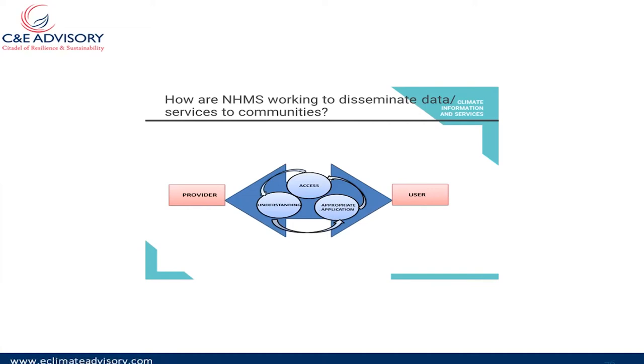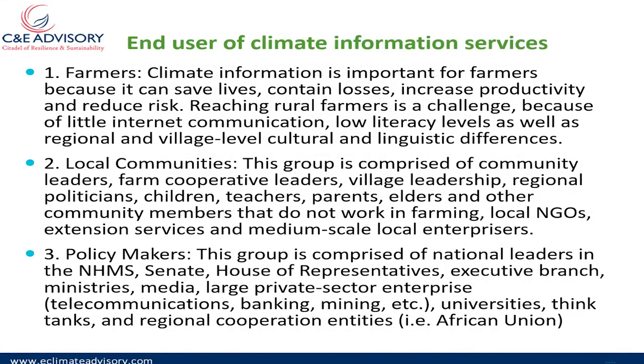So this is a very simplified diagram that shows provider-user interaction, where the terminology co-production is being used. What you need to understand is that end user is becoming outdated, therefore we are using more the word co-production. But for the sake of this course, some of the end users are farmers. As you know, climate information is very important for farmers because it can save lives. It can also contain losses, especially when it comes to harvest time. It can increase productivity and reduce risk, especially the risk of diseases and pests for crops.